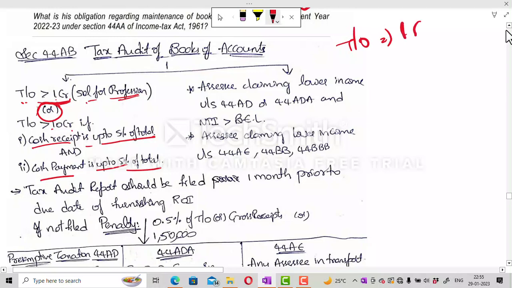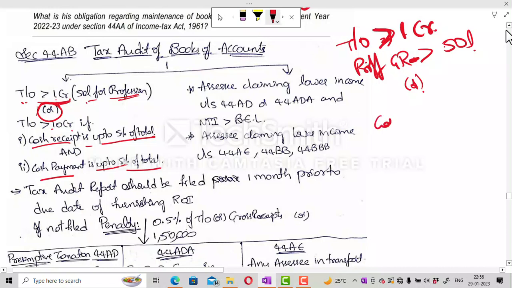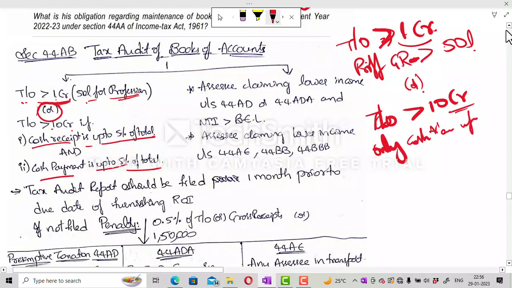When turnover is 1 crore. In case of professionals, gross receipts, sorry, is this more than 1 crore? Gross receipts is more than 50 lakhs, or turnover is more than 10 crore. Only if, instead of 1 crore, we are giving 10 crores. When will we give that benefit? If cash transactions are up to 5%.